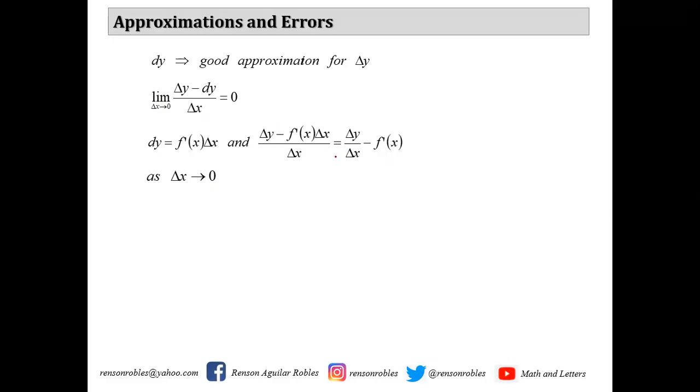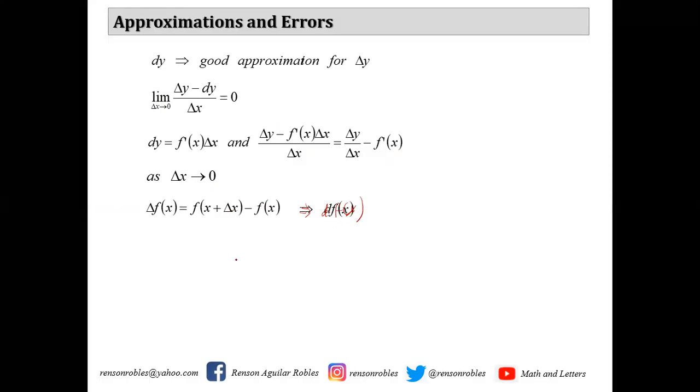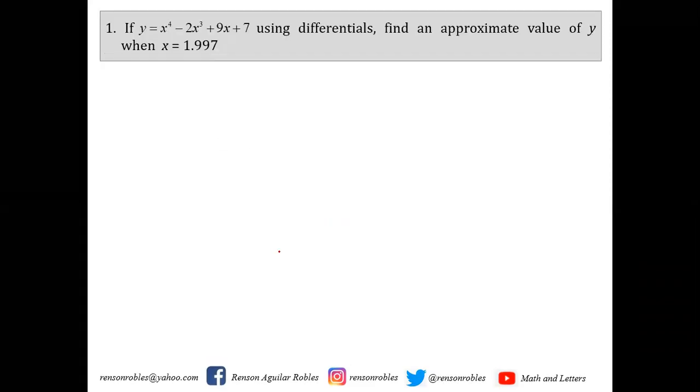When written in functional form, the increment delta f of x is equal to f of x plus delta x minus f of x, which is approximately given by d f of x, and hence we can write f of x plus delta x is approximately equal to f of x plus d of f of x. Okay, so with this given information, let us consider a problem.